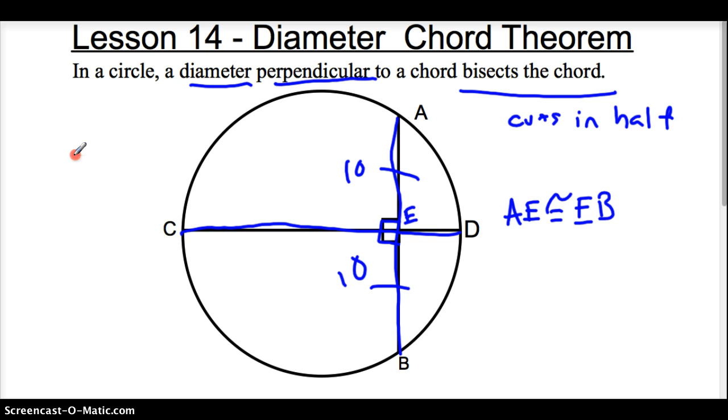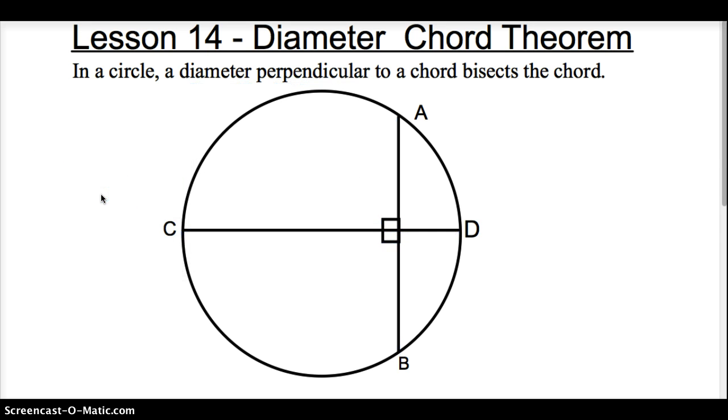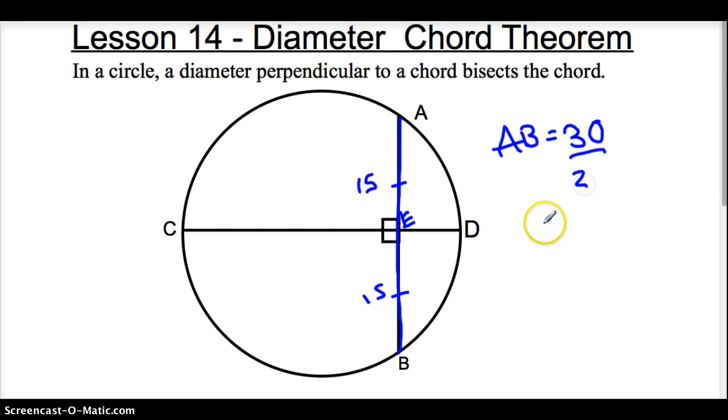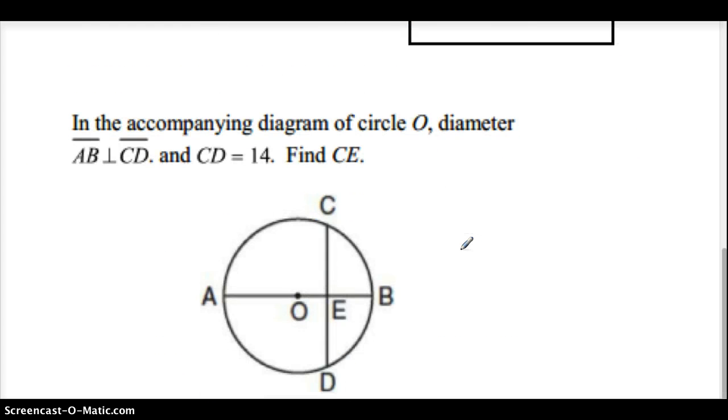Here's another example. If I knew that AB was equal to 30, this whole thing was equal to 30, and I asked, hey, what is AE? Well, since it cuts the whole thing in half, I know that this would be 15 and this would be 15, because 30 divided by 2 is equal to 15. So each one of these would be 15. Boom. Okay, now let's get into it.